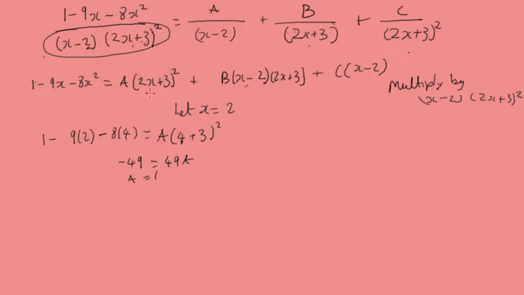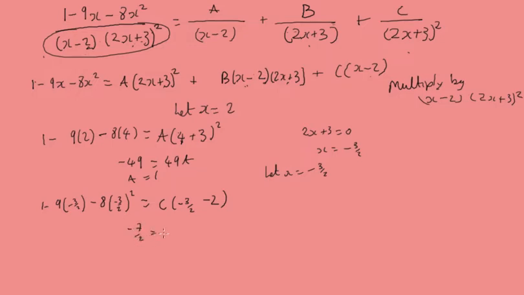Now let's get this bit to be 0. So if we have 2x plus 3 equals 0, x must be minus 3 over 2. So let x equal minus 3 over 2. If we do that, we get 1 minus 9 times minus 3 over 2 minus 8 times minus 3 over 2 squared, which is going to be 0. This bit will be 0, so we'll just have c times minus 3 over 2 minus 2. Working all that out, we find that minus 7 over 2 equals minus 7 over 2 c, so c equals 1.